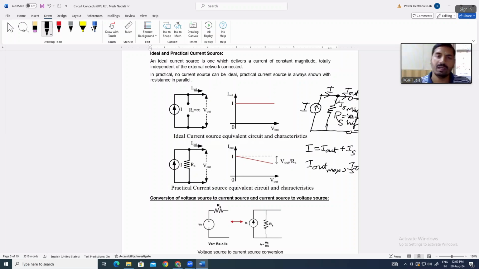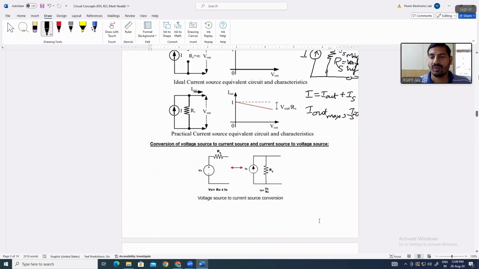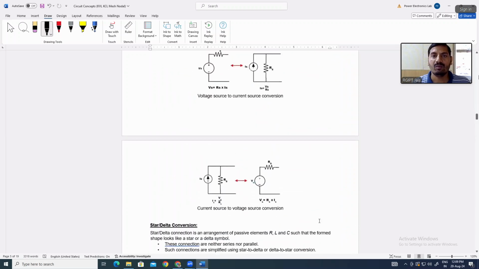Whereas in the case of a practical voltage source, the internal resistance of the source is connected in series with the voltage source. So that's why the value will be very minimum, so that a minimum voltage drop will be there across the internal resistance. That is the very basic fundamental difference between voltage source and current source.